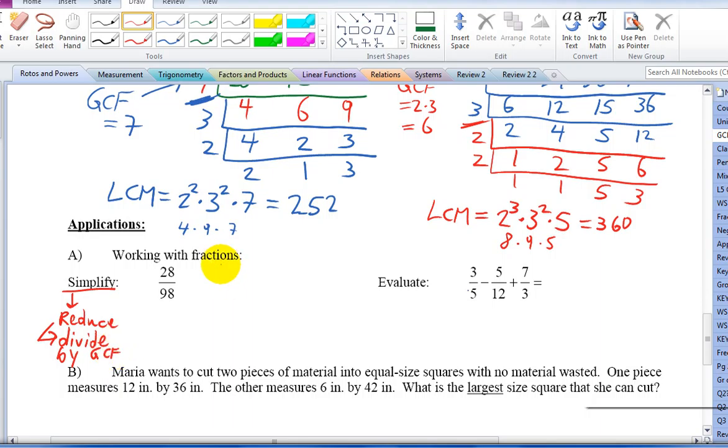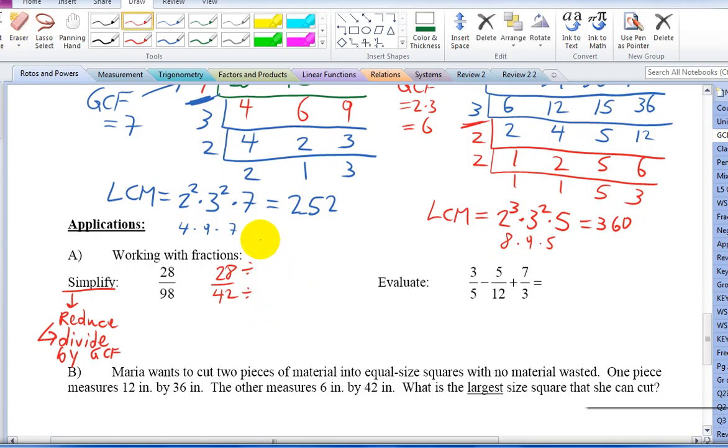That's a horrible question. Let's say I had something like 28 over 42. Now 28 and 42, I think the GCF is 7 there. So if I divide the top by 7, that equals 4. If I divide the bottom by 7, that equals 6. Is that the GCF then? No, because I'm not in lowest terms.